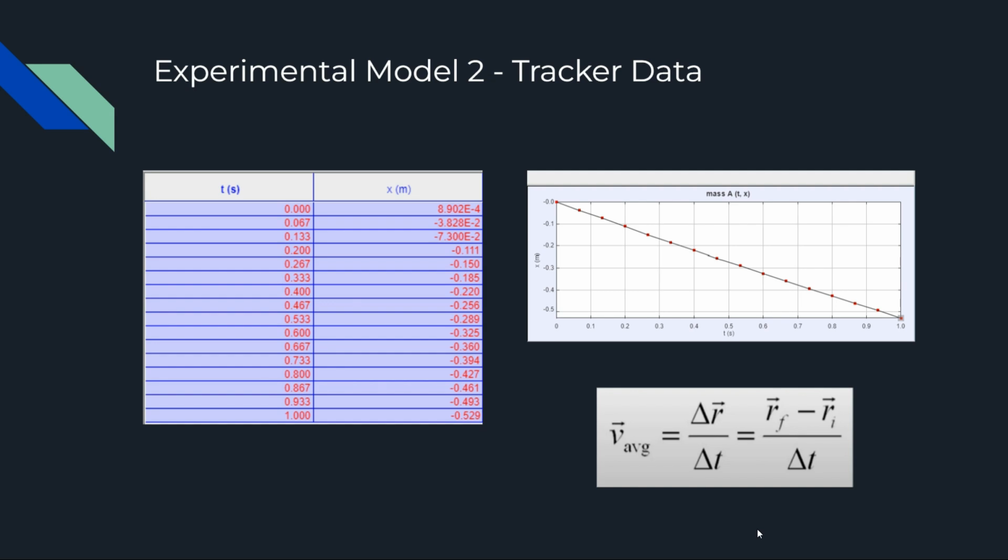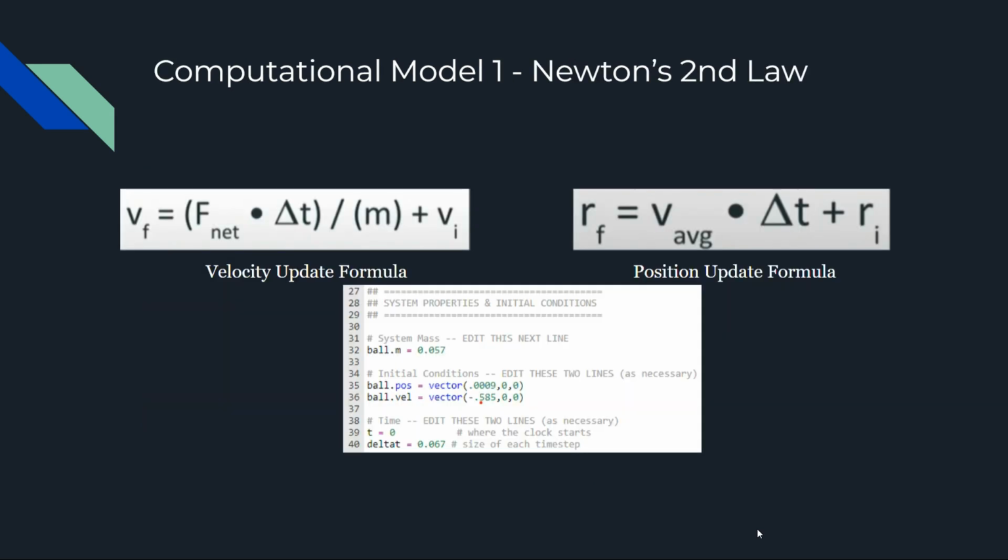Here, my goal was to predict the position of the tennis ball by utilizing the momentum principle, or Newton's second law, in GlowScript. First, I started to manipulate the code by setting the mass of the tennis ball to be 0.057 kg, which is the average mass of a tennis ball. The ball's initial position and velocity were drawn from the experimental data from earlier, being 0.0009 meters, and the latter being negative 0.585 meters per second.